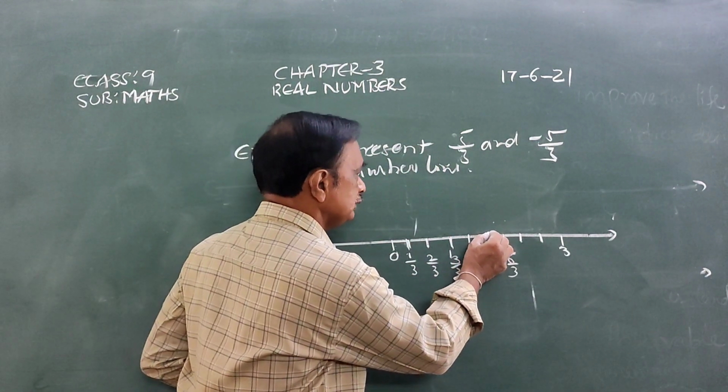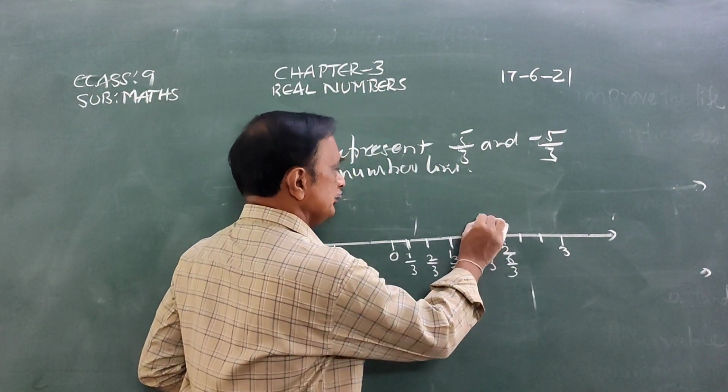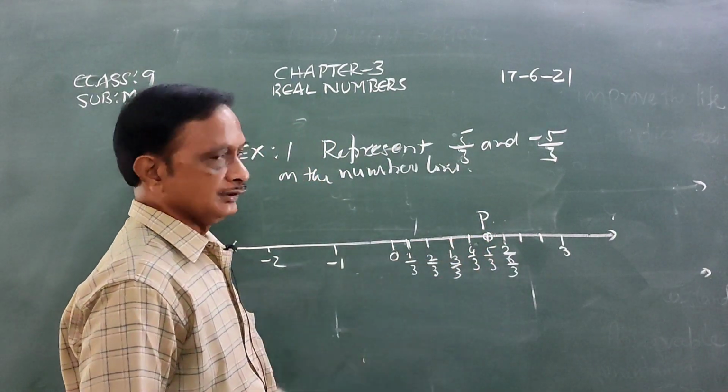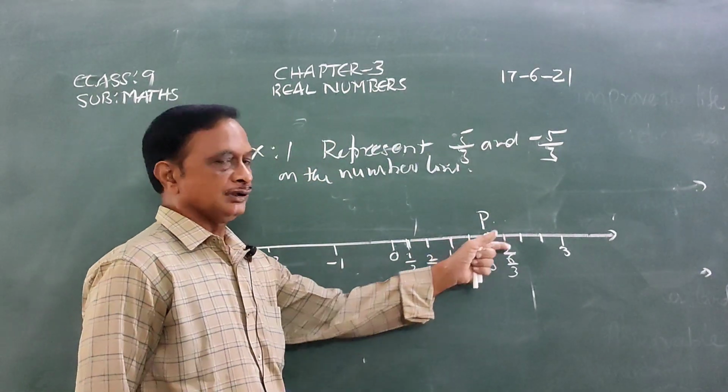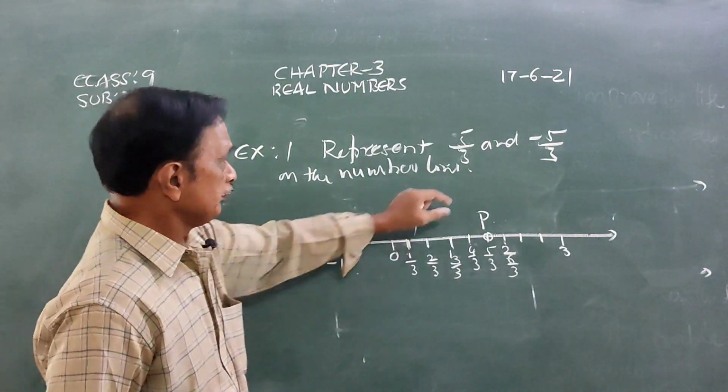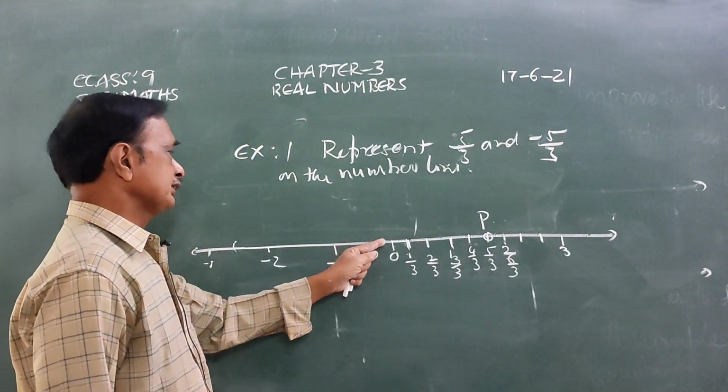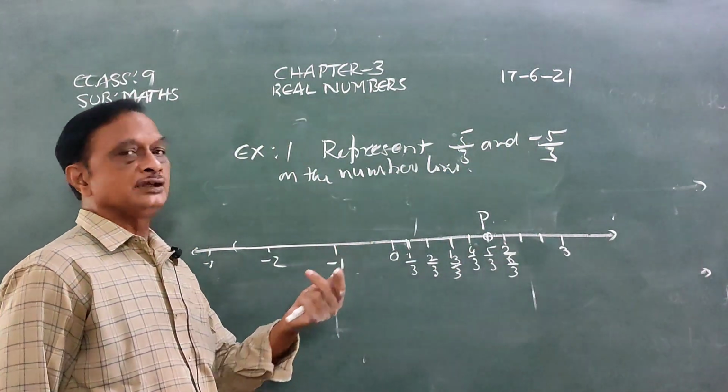So this point on the number line, let it be P, represents 5 by 3. So here P represents 5 by 3 on the number line. Here minus 5 by 3. So on the left side of 0, divide each unit into 3 equal parts.